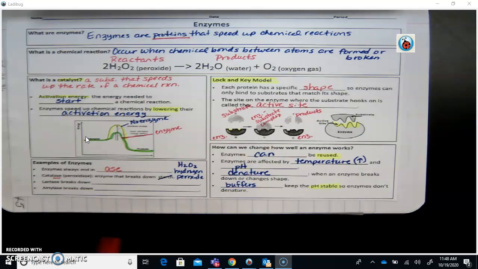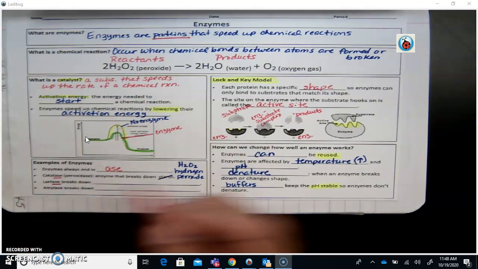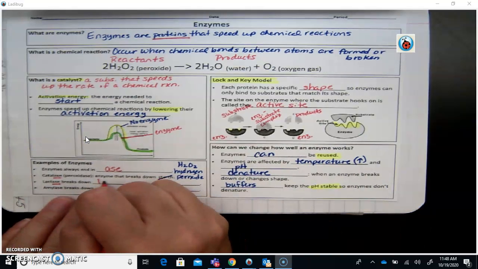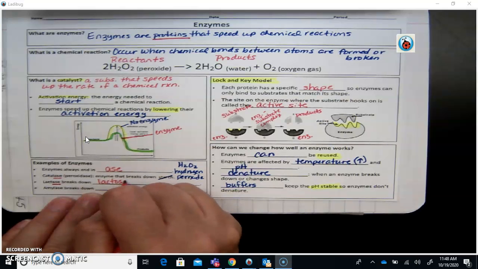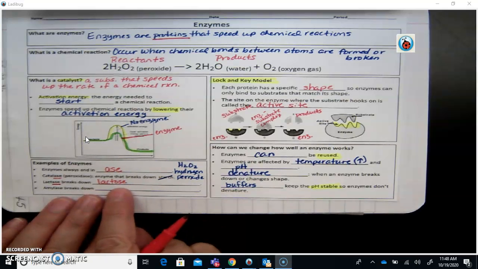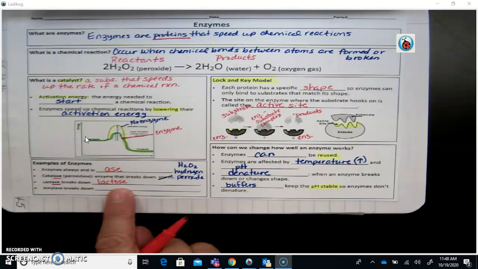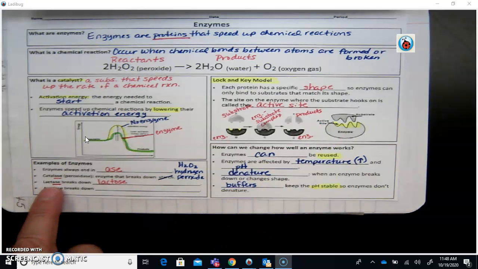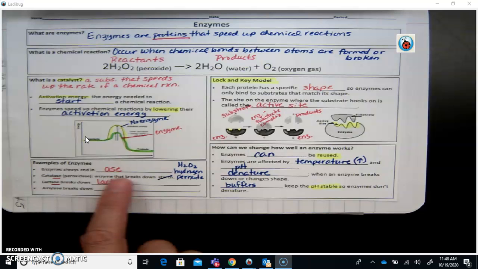Lactase, there's the ASE again, will break down the sugar lactose. Lactose is a sugar found in milk. It's a disaccharide. A lot of people that are lactose intolerant, their lactase is not very effective, and so they have trouble breaking down the sugar lactose.